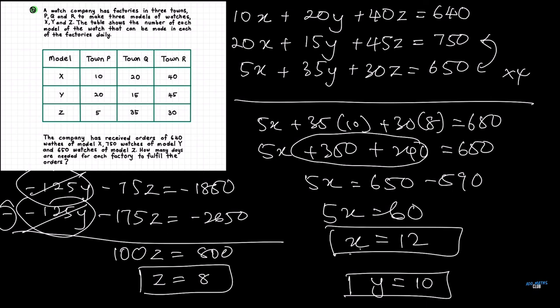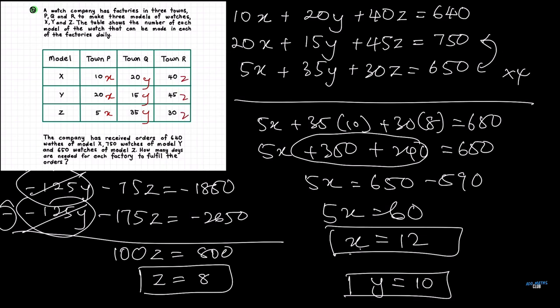So how many days are needed for each factory to fulfill? X needs 12 days. Betul? Correct? Tahun P. See, for you to understand, this is x, right? This is x also, this is x also. And this is y, this is y, this is y. This is z, this is z, this is z.